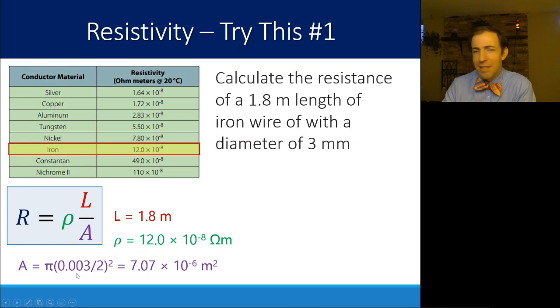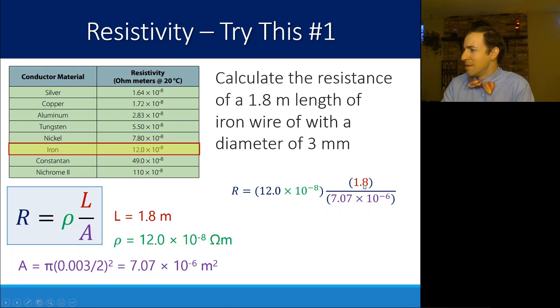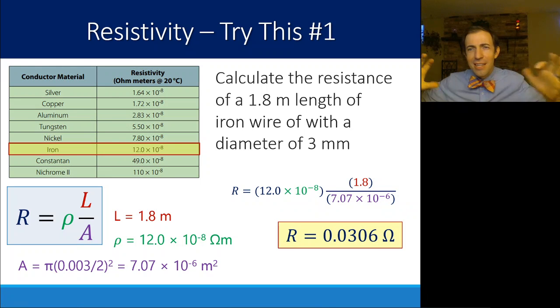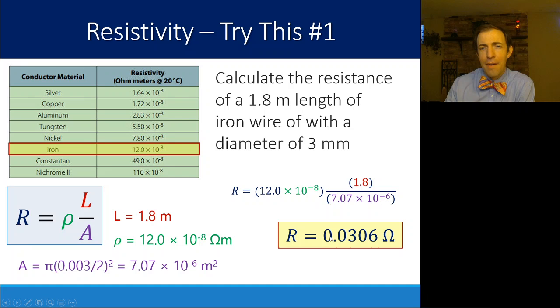Then I can take all of these values and plug them into this equation. I've got R is equal to 12 times 10 to the minus 8 times 1.8 divided by 7.07 times 10 to the minus 6, and go ahead and solve to find that resistance. Plugging that into my calculator, making sure that I use parentheses or the capital E key on my calculator, I should end up with a resistance of about 0.03 ohms. So very low resistance, which makes sense.